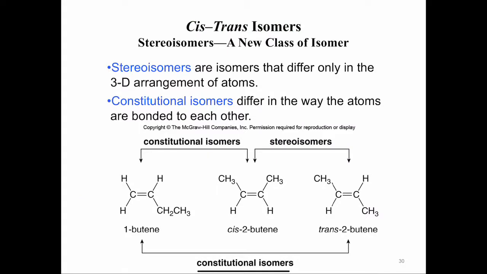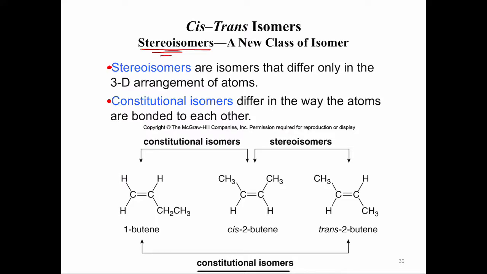So far, we've looked at isomers just in terms of molecular formulas. We've looked at geometric isomers. Now it's time to look at a new kind of isomer, what we call a stereoisomer. And I alluded to this earlier on in the video, in that stereoisomers are isomers that differ only in the 3D arrangement of atoms. So cis and trans isomers are technically stereoisomers. And you should also know what constitutional isomers are. And constitutional isomers differ only in the way the atoms are bonded to each other.